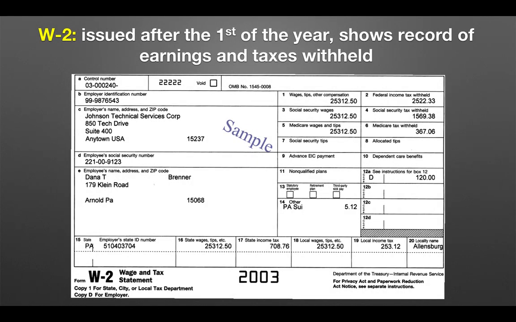W-2 is issued after the first of the year, shows record of earnings and taxes withheld. This document is given in late January by your employer, and this is what you use to file your taxes. In the first column, you have the yearly income, but then you have the different withholdings that you can see right here from Social Security, federal income tax, Medicare, and such.